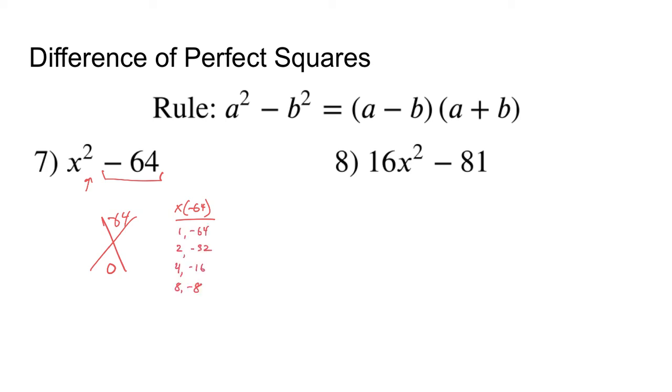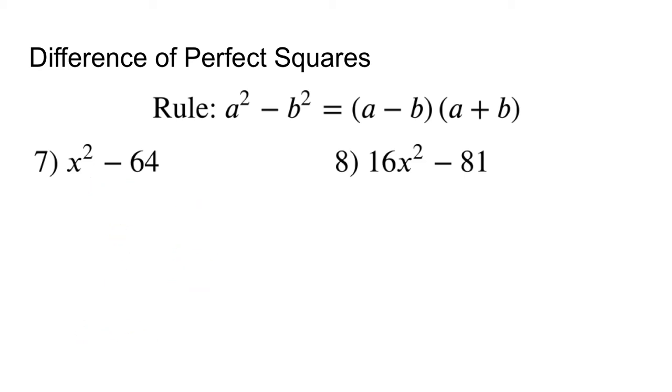So the number I'm looking for is the pair of numbers that multiplies together to give me negative 64, but adds together to give me 0. And it is positive 8 and negative 8. So my answer would be x minus 8 times x plus 8. Now that's all great. We could totally do it this way if we wanted to. Or let's take a look at it a different way.